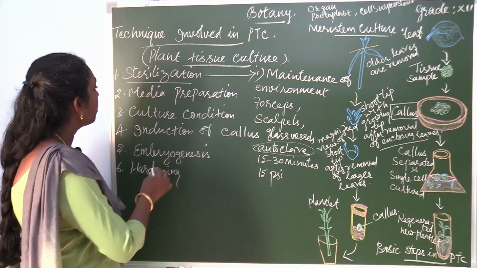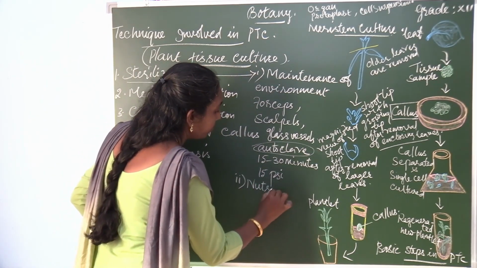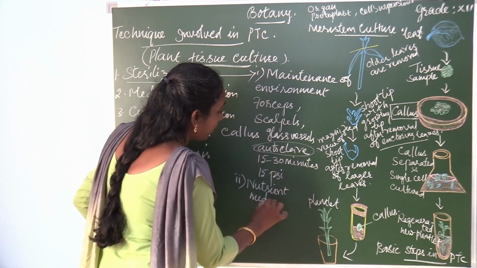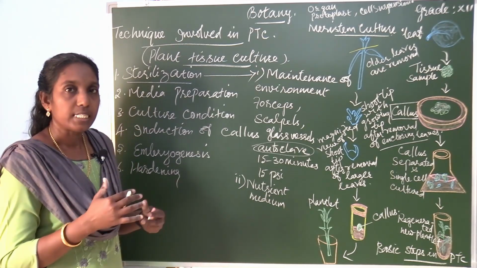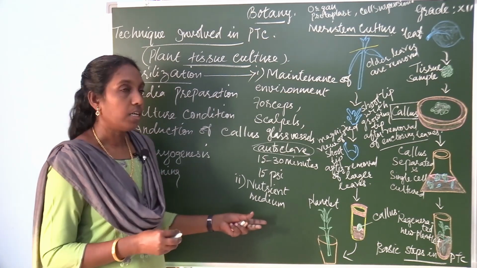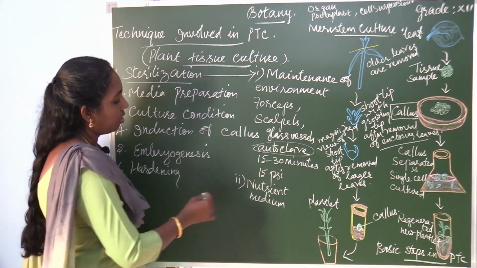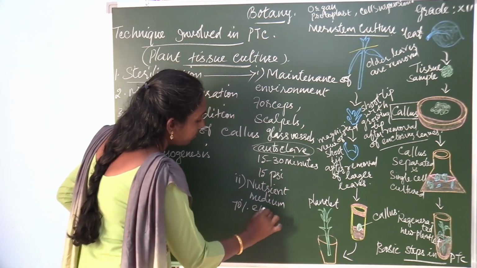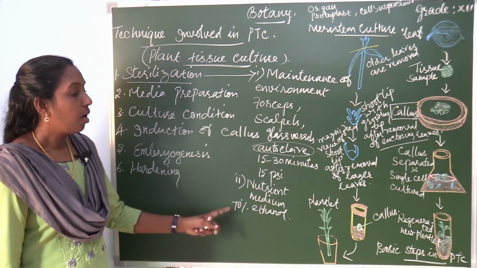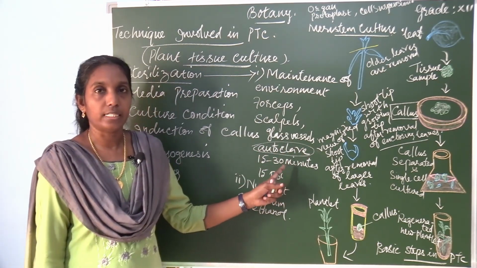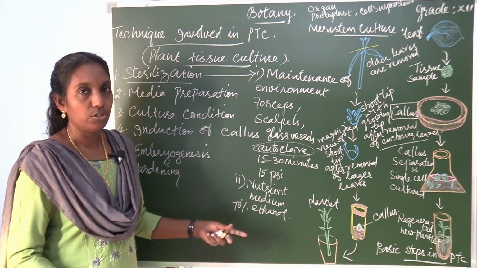The second one is the sterilization of the nutrient medium. The second sterilization process is the nutrient medium. The nutrient medium is a liquid, so it must be sterilized either using alcohol, that is 70% ethanol, or by autoclave, the wet steam sterilization. Autoclave for 15 to 30 minutes is given to this.